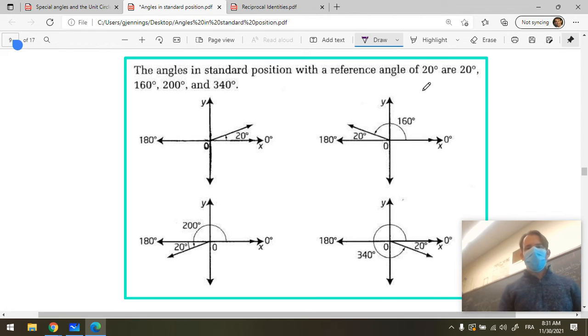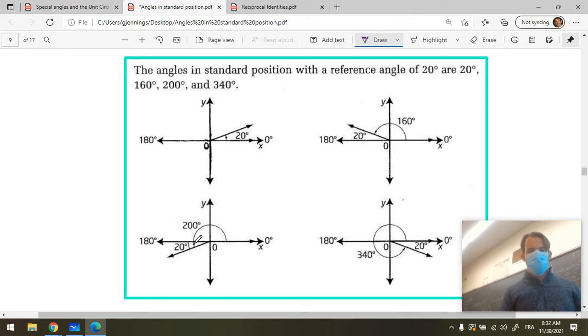So if we're looking at, say, which angles have a reference angle of 20 degrees, we're going to find one of these angles in each one of the quadrants. So in our first quadrant, that would just be 20 degrees. But over here, 180 less 20 degrees, or 160, has the same reference angle as 20 degrees. And that's useful if you want to calculate the sine of 160. You could also calculate the sine of 20 degrees, and it's the same thing.